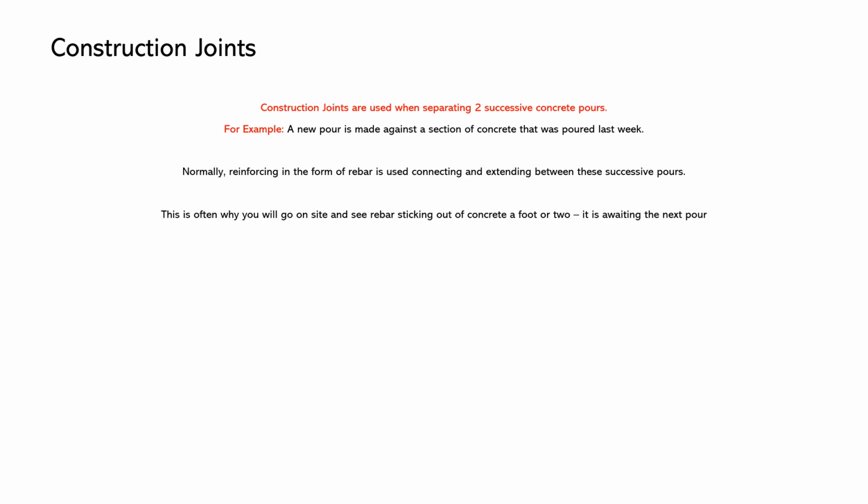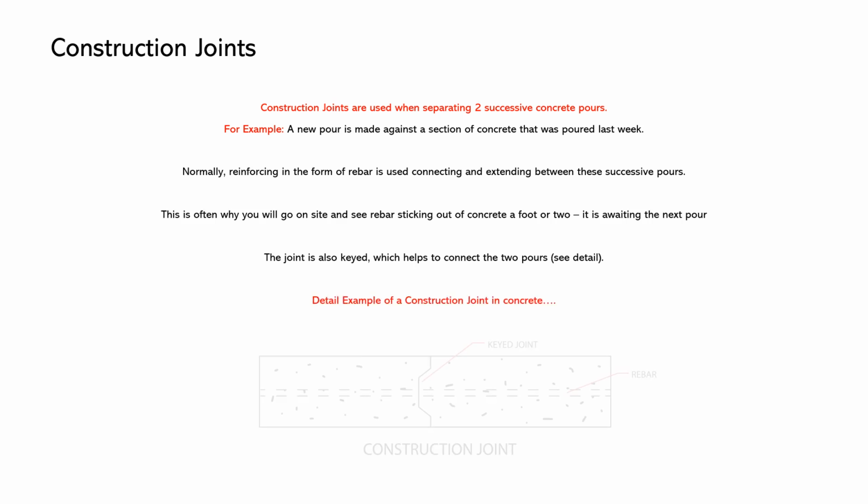If you go on site, often or not, you should see rebar sticking out of concrete a foot or 2 if it's in the middle of construction. And that's just because it's awaiting the next pour that will cover that rebar. Construction joints are also keyed, which is important to remember. And this helps connect the 2 pours, as you'll see in the detail here below.